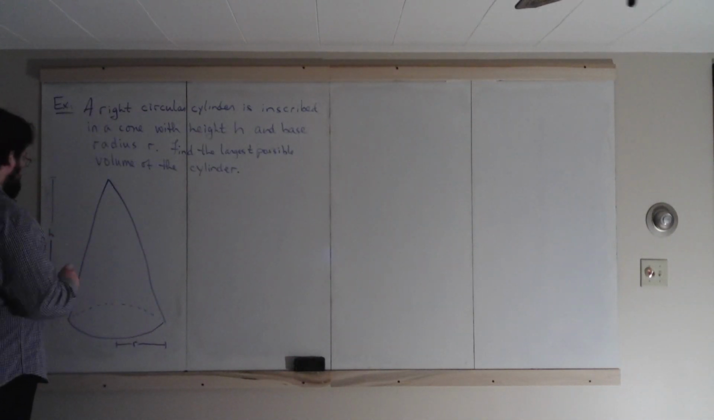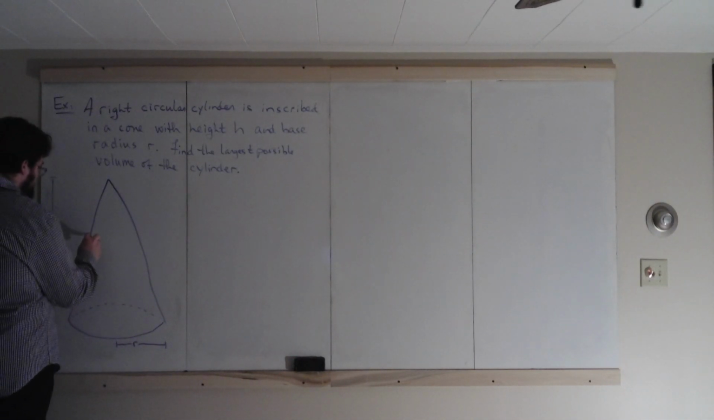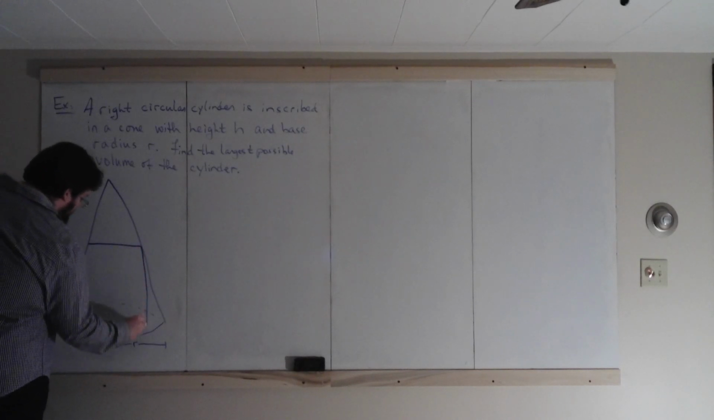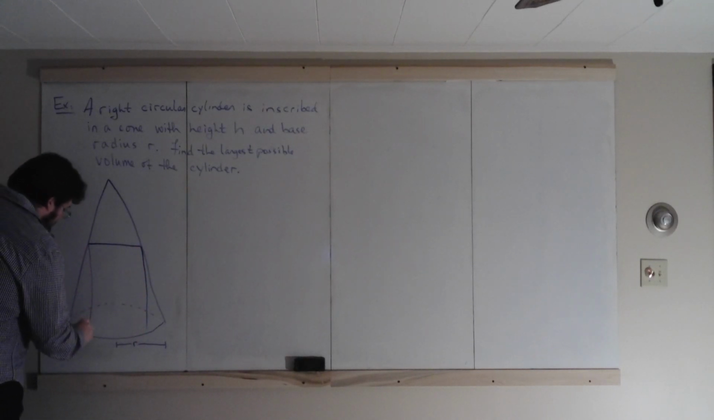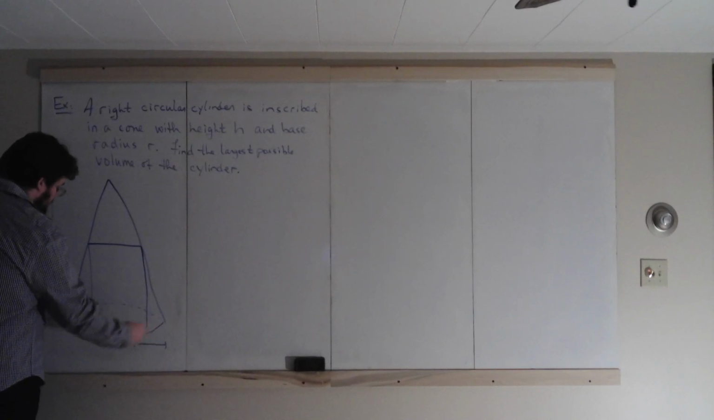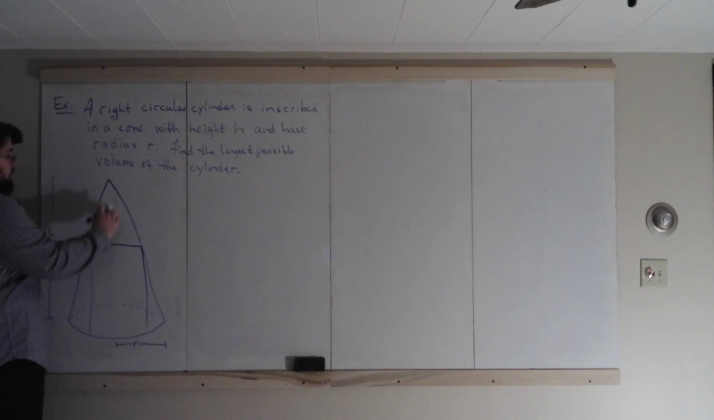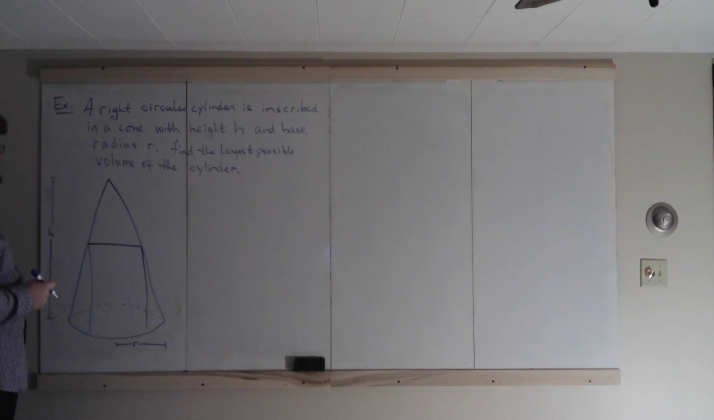What would that look like? Well, that would look something like this. Let's draw it like that. And then we have the cylinder. The bottom would match identically with this bottom. It doesn't matter what the bottom actually looks like. The real information is contained up here. So a right circular cylinder is inscribed in this. Now we need to find the largest volume of the cylinder.